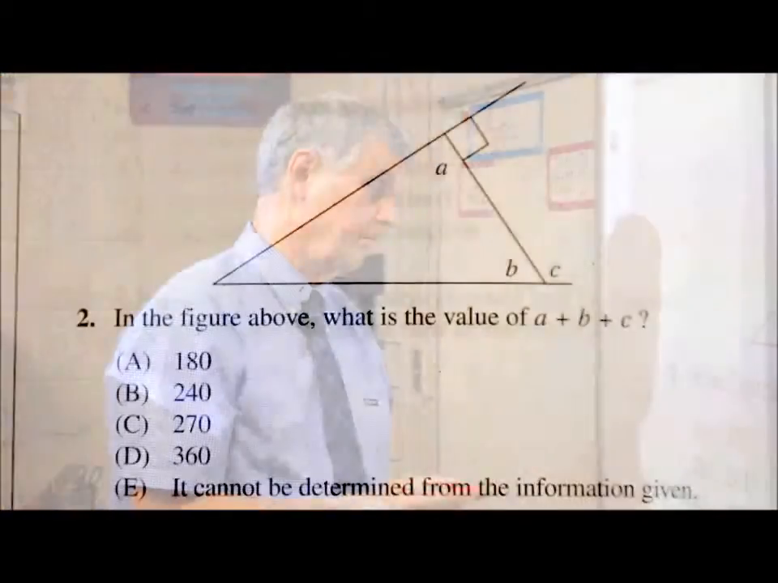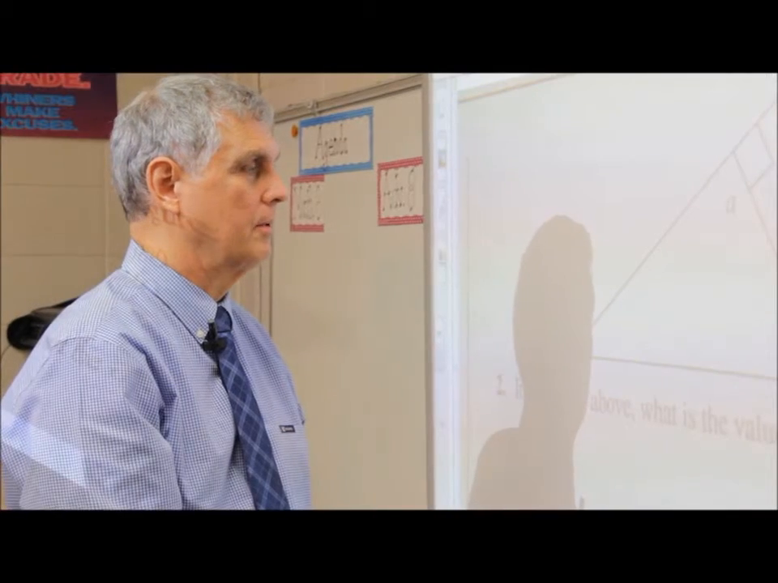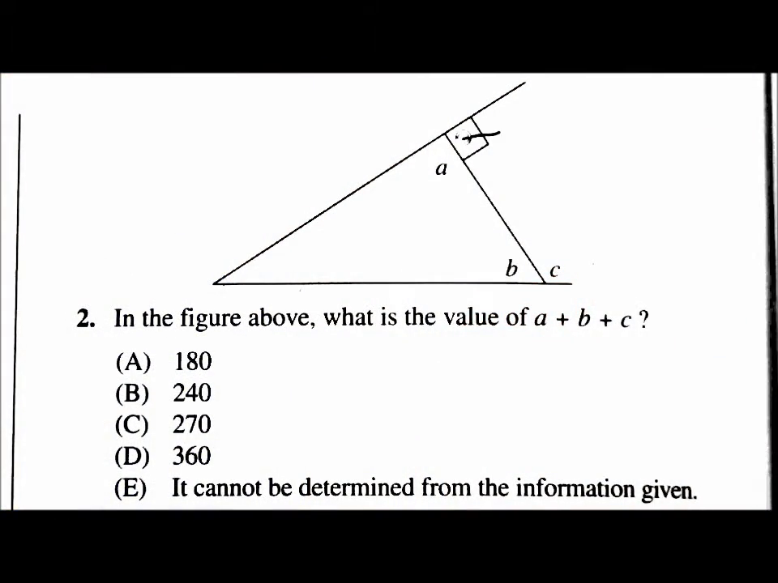Okay, this is another problem here. It's a problem 2, so it's supposed to be real easy. In the figure above, what is the value of A plus B plus C? Now, we see that we have a triangle here, but this one letter, C, is outside the triangle. So how can we figure out what the sum of all these are? Let's look what we have to work with. We know that this is 90 degrees. And if that's 90 degrees because of the supplementary angle rule, this has to be 90 degrees right here.